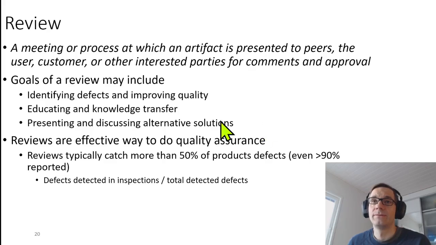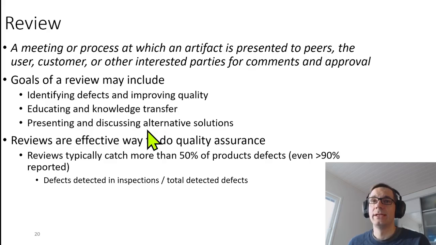So what is a review? A review is a meeting or a process at which an artifact is presented to peers, customer, user, or other interested parties for comments and approval. And so this artifact can basically be any artifact of interest. It doesn't have to be source code.